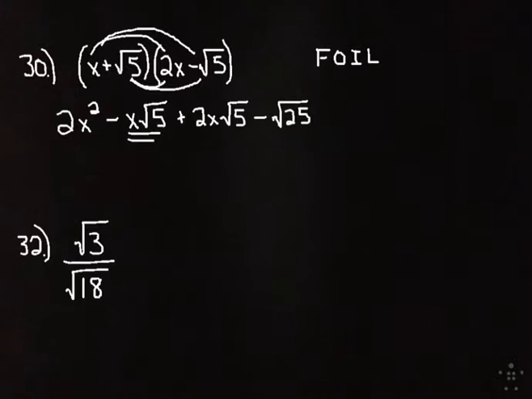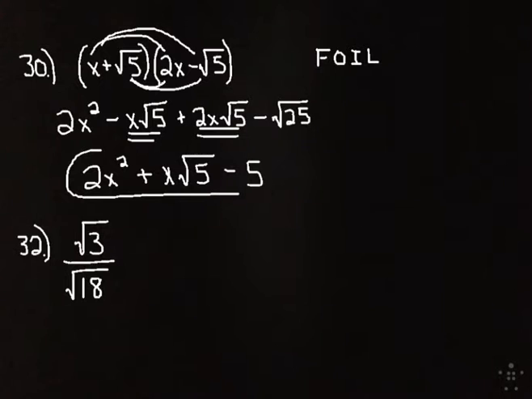Now the outer and the inner are going to combine here. So I'll get 2x squared. What is negative x square root of 5 plus 2x square root of 5? Just 1x square root of 5. So plus x square root of 5. And then what's the square root of 25? 5. So you got minus 5 on the end. All right, and so this is what those two binomials multiply to give you.